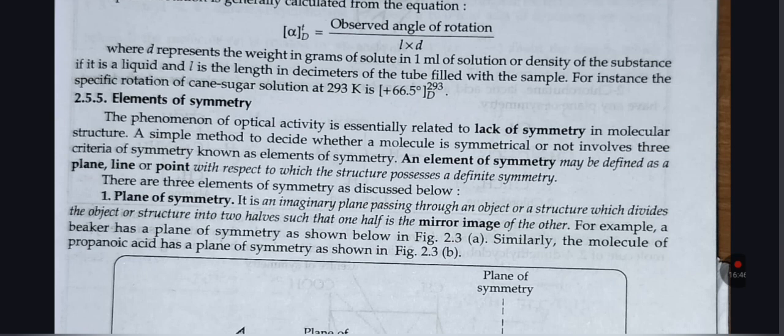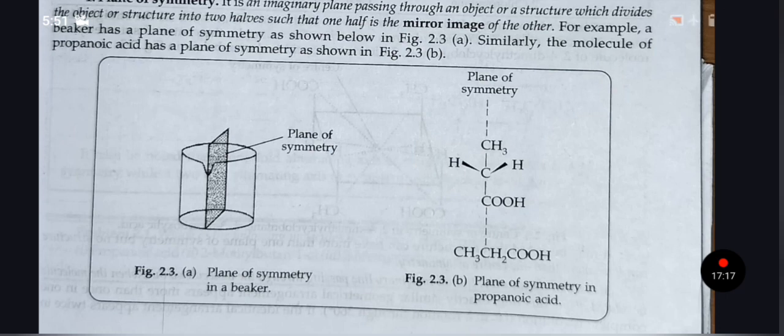Plane of symmetry. It is an imaginary plane passing through an object or a substance structure which divides the object or structure into two halves such that one half is the mirror image of the other. For example, a beaker has a plane of symmetry as shown in figure 2.3a. Similarly, the molecule of propanoic acid has a plane of symmetry as shown in figure 2.3b. Here this figure shows A, plane of symmetry in a beaker, B, plane of symmetry in propanoic acid.